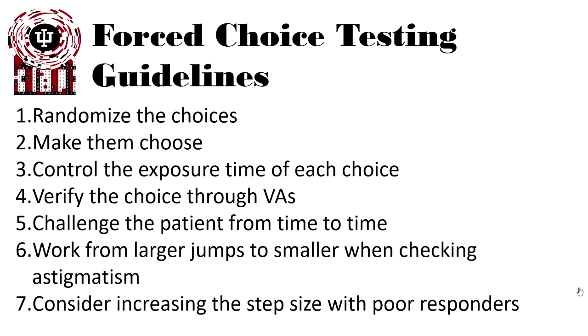So what are some guidelines for forced choice testing? Number 1, randomize the choices. Number 2, make them choose. Number 3, control the exposure time of each choice. Number 4, verify the choices through VAs. Number 5, challenge the patient from time to time to ensure they are answering correctly. Number 6, work from larger jumps to smaller jumps when checking astigmatism. And number 7, consider increasing the step size with poor responders.